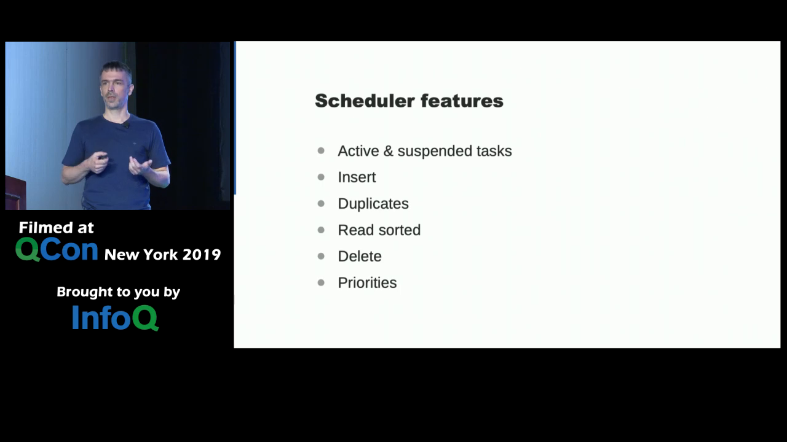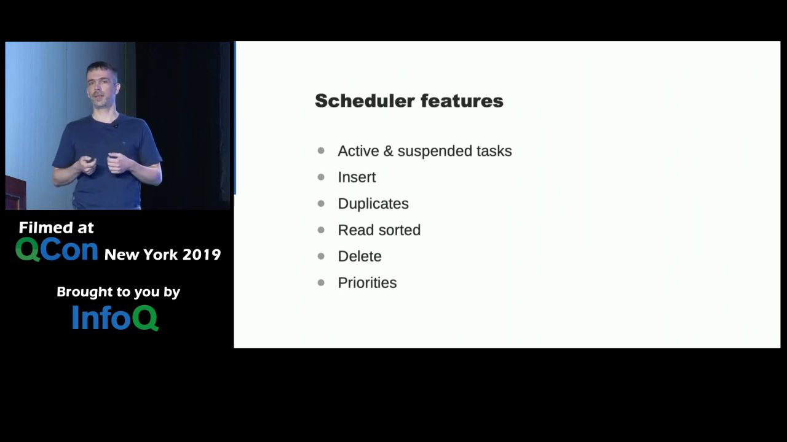And our scheduler, what do we want it to do? Well, as we just said, we need to have two groups of tasks, active ones and suspended ones. The task that we have, consisting of a key with a timestamp and some code attached to it, we're going to be inserting a lot of that. We also need to allow for duplicates to be inserted, because it's likely that we will end up with tasks that want to be executed at the same moment of time.